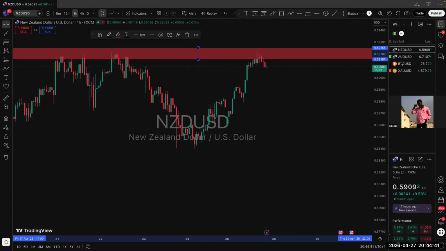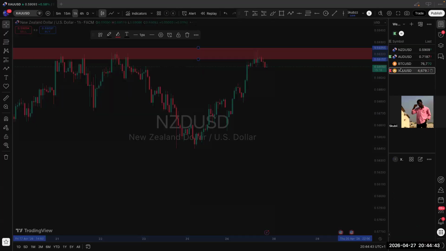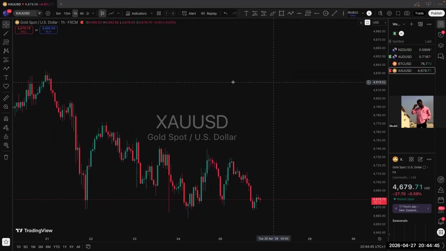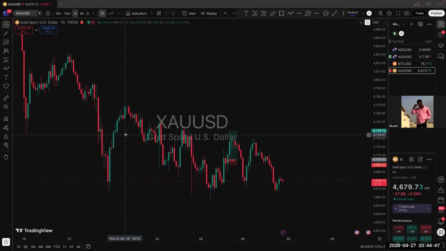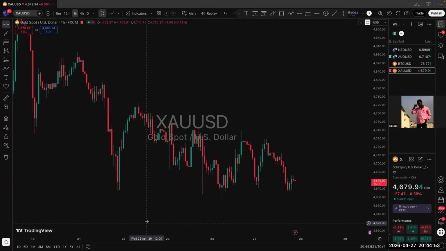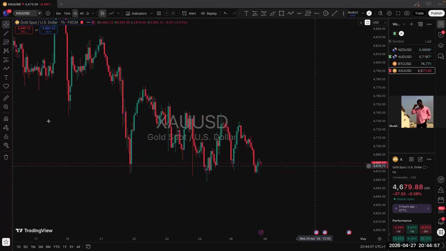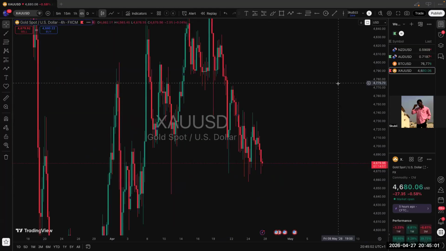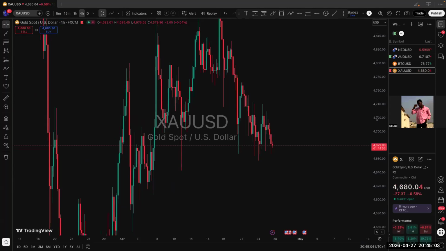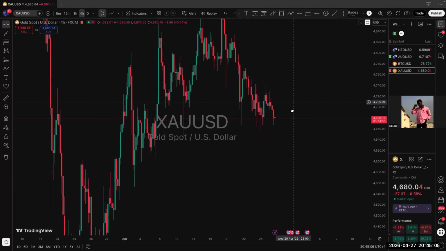The next currency pair we'll look at here is gold. I don't even know what I'll call this one again, but it is what it is. We'll continue checking it and then seeing what we have. Now let's look at the 4 hour time frame. The 4 hour time frame on gold is actually bearish.